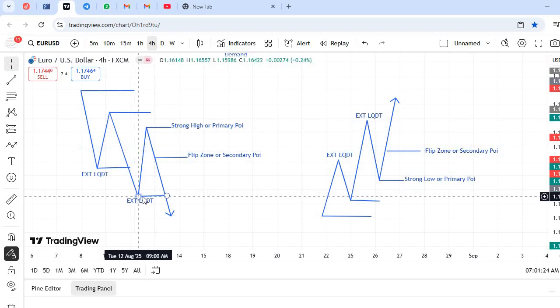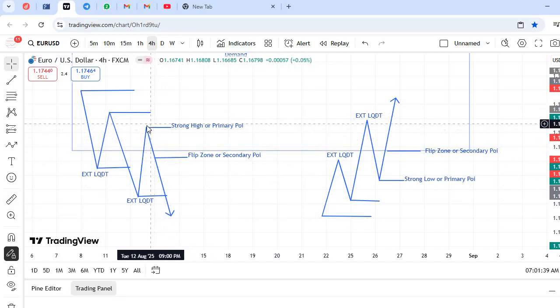Whenever a demand is being taken out, you locate the supply that took out the demand. So this demand here has been taken out by this supply here. You can see it came down and took it out. So you locate the supply.